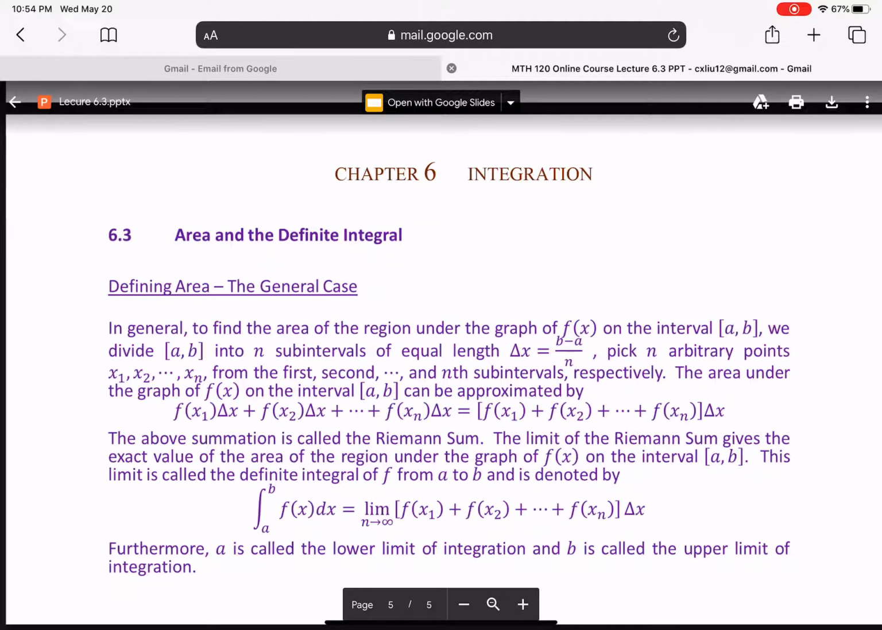The above summation is called the Riemann sum, and the limit of the Riemann sum gives the exact value of the area of the region under the graph of f on the interval from a to b, just as we did for the example. And this limit is called the definite integral of f from a to b, and is denoted by this symbol. So the definite integral is the area under the curve. Furthermore, a is called the lower limit of integration, and b is called the upper limit of integration. So this is for today.